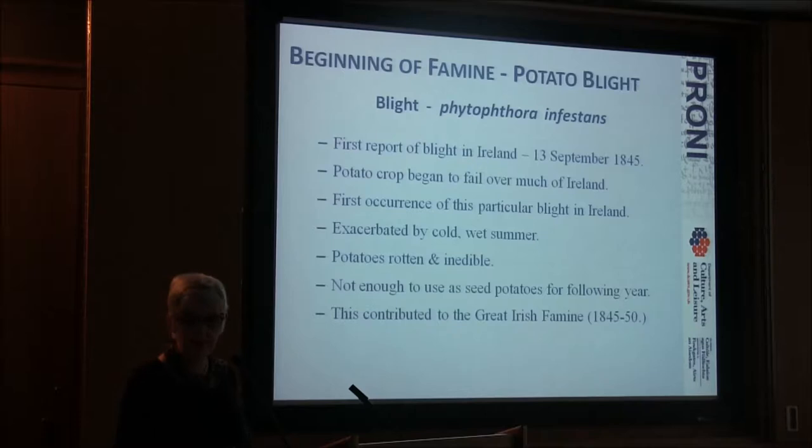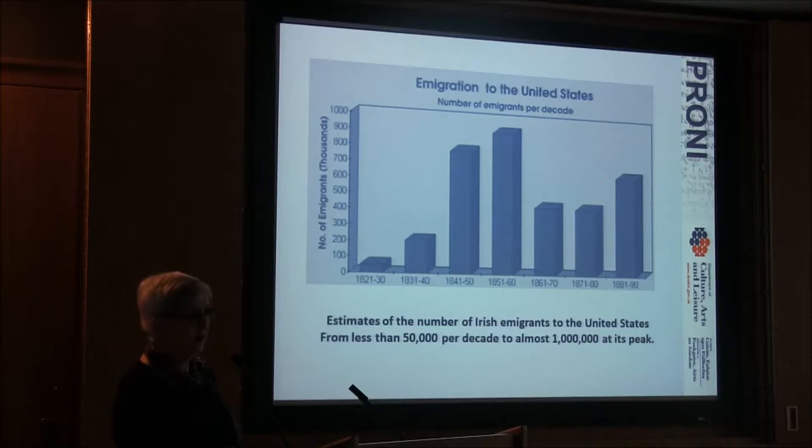Now, when we look at the migration figures, putting them together with the famine, you can see that there was migration beforehand: 1821 to 1830, it was roughly 50,000, going up to about 200,000 in the 1830s to 1840s, and then it shoots up to over 800,000 in the 1840s, 1841 to 1850, and even higher the following decade, before going down a bit more, and then going up again in the 1880s when there was a great agricultural depression as well.